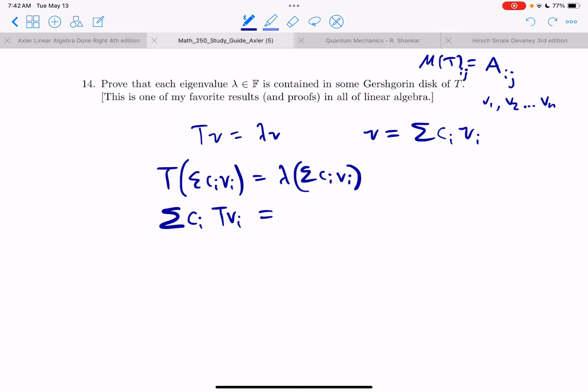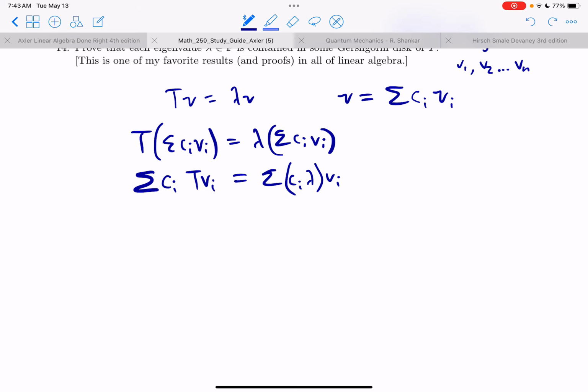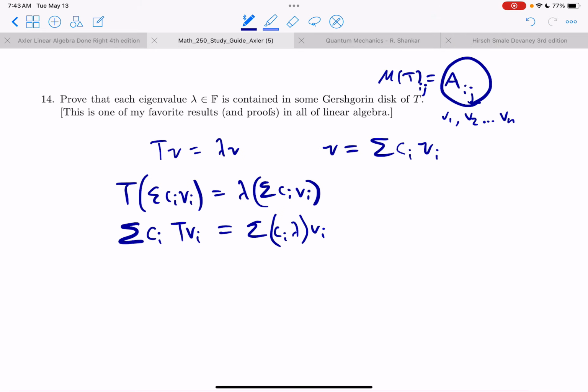Multiplying by lambda is linear, so we can pull out the sum and do like this. Now here are the coefficients of vi. And then what's Tvi? Well, by definition, Tvi is going to be a linear combination of the basis with entries coming from the matrix. So it's the ith column of the matrix. So it's going to be the sum over k of a_ki vk. That's Tvi. Okay? Matrix multiplication.